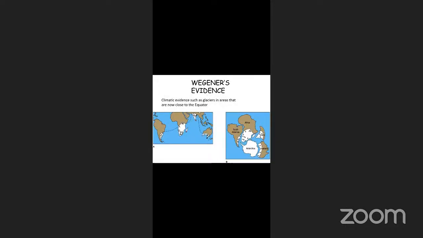Then another is climatic evidence, such as glaciers which are now close to the equator. When we match them, like we have got a puzzle, it is a single landmass and we get a similar type of climate in that particular region. Now they got divided, and based on each continent, some parts are cold and some parts are hot. But as a whole, if we keep the entire world together, we can see similar kinds of climates.